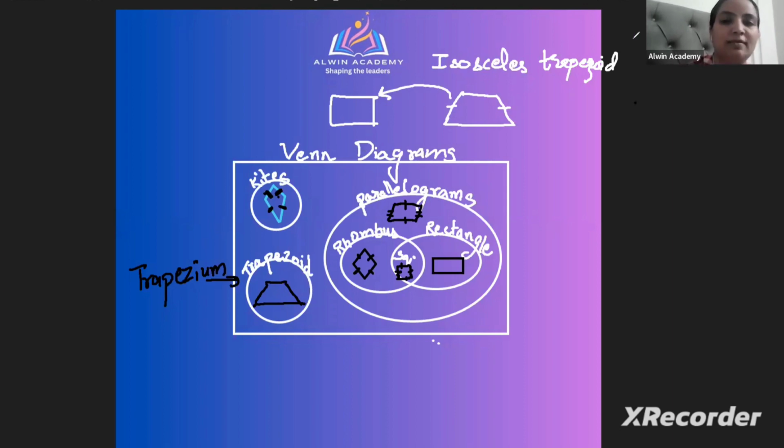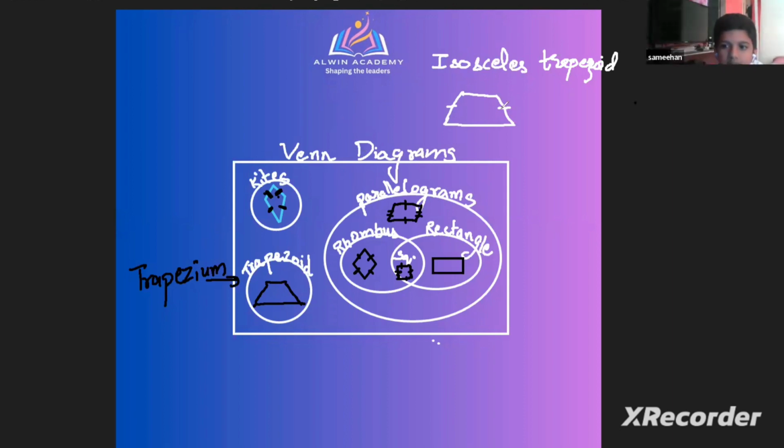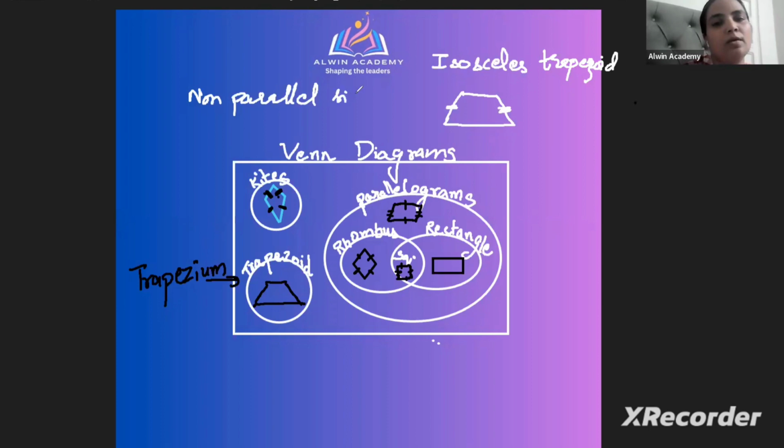What's the difference between them? Yes, ma'am. Hai na? So what is this? This is a trapezoid. And when the non-parallel sides of a trapezium are equal, it is an isosceles trapezoid, with non-parallel sides equal. When non-parallel sides are equal in a trapezoid, you call it an isosceles trapezoid. Got it, everyone, or not?